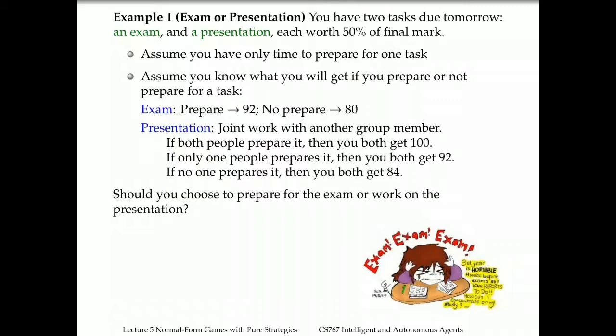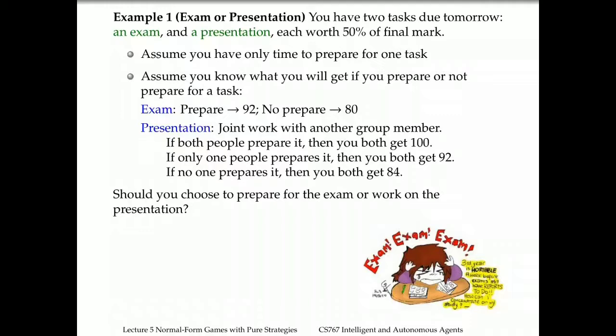Suppose you are faced with two tasks which are due tomorrow. There is an exam which you have to prepare for, and there's a presentation. But the thing is, the exam, of course, you take by yourself, but the presentation is done with a partner. So you have two persons working as a team to complete the presentation.